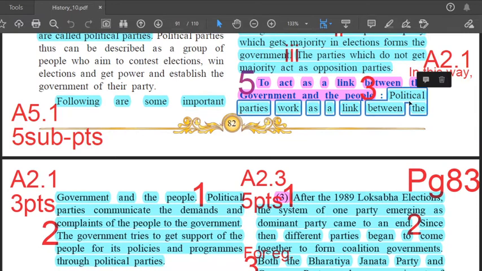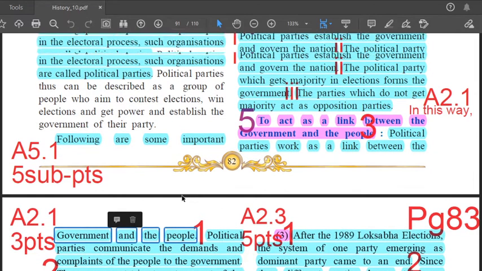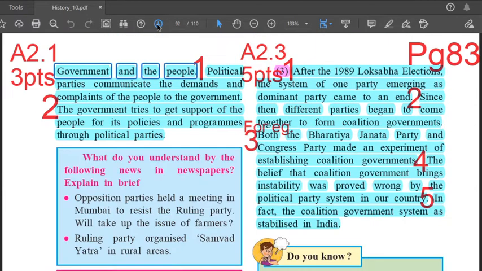And the third point, before writing the third point, please write in this way. Okay? In this way, political parties work as a link between the government and the people. Till here, so these are your 5 sub-points. That's answer 5.1. Quite a big answer.